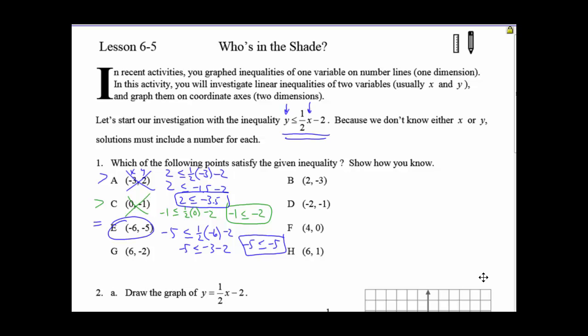So this is a good statement. E works. If we do one more down here, if we plug in 6, negative 2 to the same inequality, we get negative 2 less than or equal to 1/2 times 6 minus 2. Negative 2 less than or equal to 3 minus 2. We end up getting negative 2 less than or equal to 1. That is a true statement. So we can circle this one, because it is less than. All right, based on A, C, E, and G, go ahead, hit pause. Do the same thing for B, D, F, and H. I'll see you back here in a few minutes.